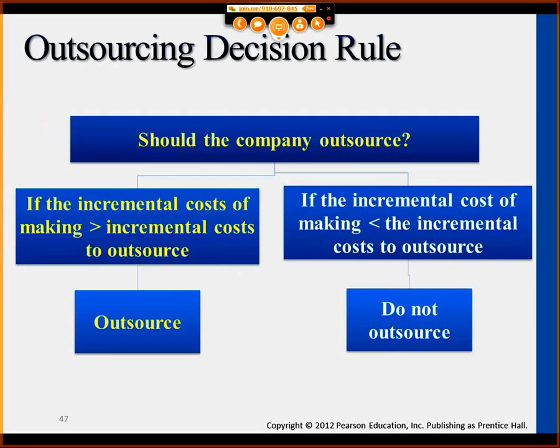Okay, so another decision rule, and this one is for outsourcing. Let's look at this diagram. What are we going to do here? Should we outsource or not? Making a decision, we have to see what is the incremental cost of making versus the incremental cost of outsourcing. If your incremental cost of making is greater than the incremental cost of outsourcing, then we will outsource. If the incremental cost of making is less than the incremental cost of outsourcing, then we won't.